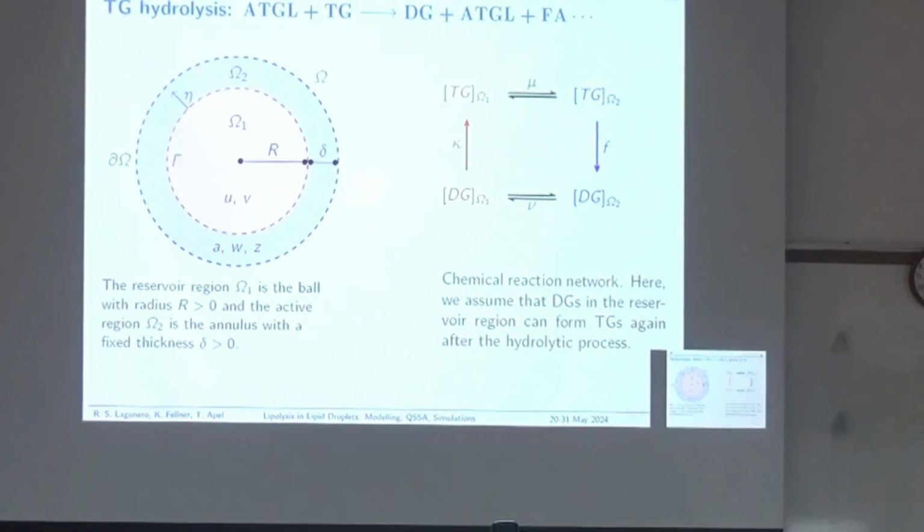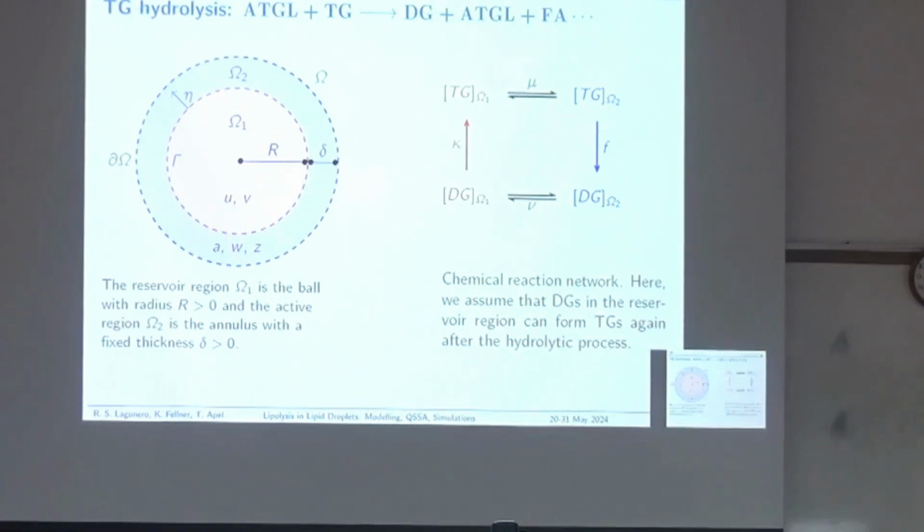So this we denote by omega 2, and of course you have omega 1 here, which denotes the reservoir region. And of course you have the interface gamma, and the boundary of our omega. Of course, omega here is the union of omega 1 and omega 2. And these are the concentrations of substrates and enzyme in this omega.